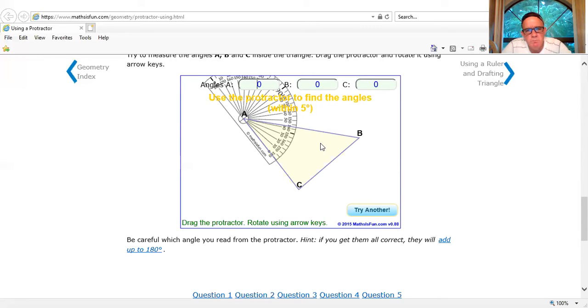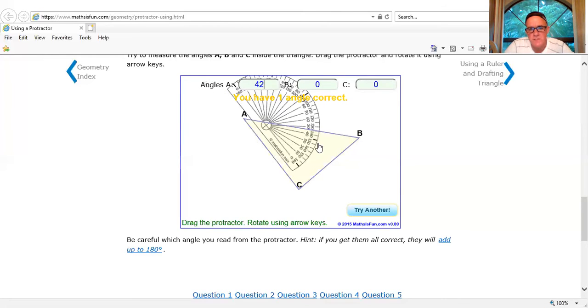And I'm using the smaller of the two numbers because I see this angle right here is an acute angle. It is smaller than a right angle. So up here, I'm going to put 42 degrees. And wow, right off the bat, you have one angle correct. That is fantastic. Let's go to the next angle. Let's try two more. This is fun.